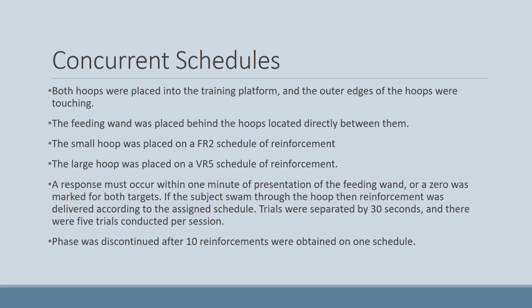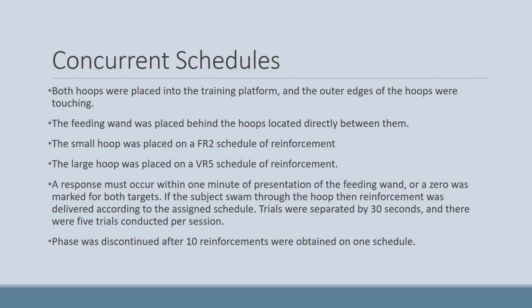Concurrent schedules. During the concurrent schedules phase, both hoops were placed into the training platform and the outer edges of the hoops were touching. The feeding wand was then placed behind the hoops located directly between them, so where the hoops were touching, the feeding wand was placed a couple of inches behind the direct middle of that.